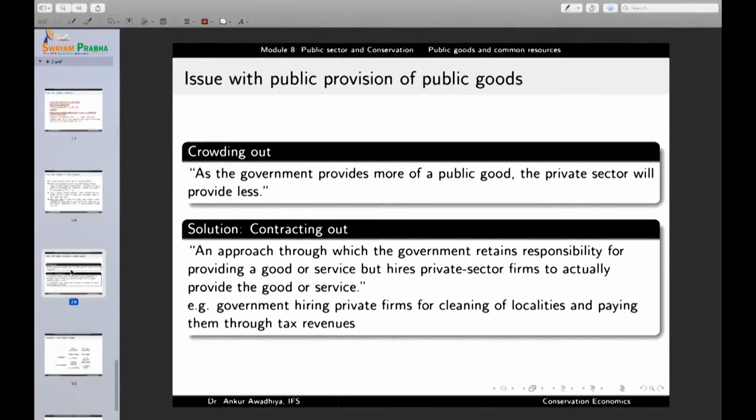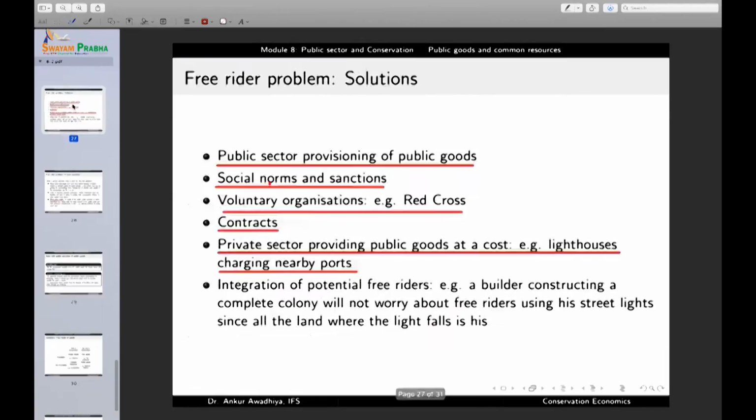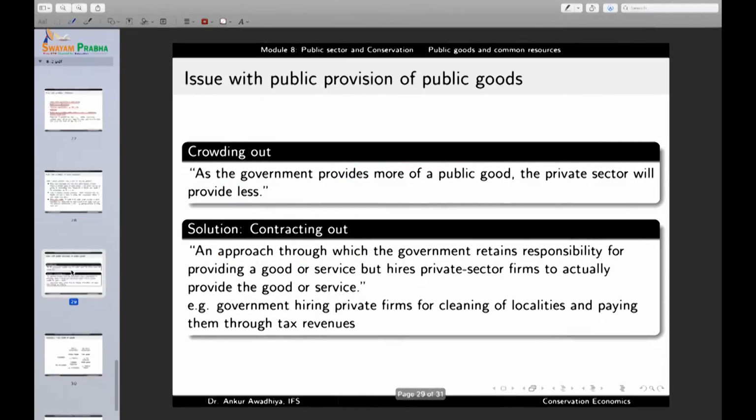Now, there is one issue when we say that the public sector can provision for the public goods. One is that there can be crowding out, which means that as the government provides more of a public good, the private sector will provide less, and this will lead to a contraction of the private sector. Now, if we want a free market economy, if we want a capitalist sort of a system, so in that case, crowding out will become a serious problem.